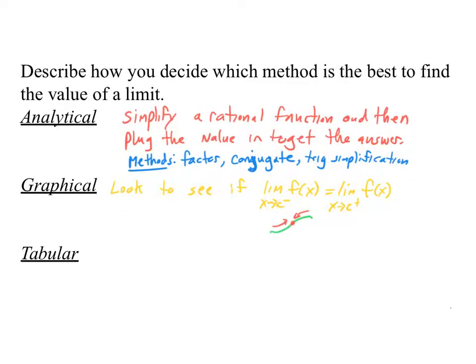The only problem is it's sometimes hard to find that point without a graphing calculator. Even on a picture, you're like, what's happening? So analytical is a very good way to get exact values. Some people call analytical algebraic.